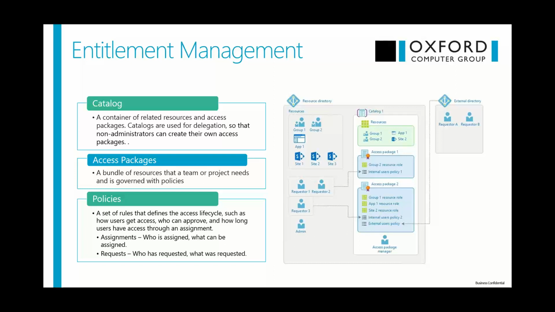As we can see in the diagram to the right, we see the Azure AD directory. We see the different resources, which could be security groups, applications, SharePoint sites. And then we see the different requesters, who's allowed to request different access packages, and then the administrator of those access packages. As we can see, there's a catalog. We see resources that are all combined. Then underneath, every access package has different roles or resources along with the policies that are assigned to those packages.